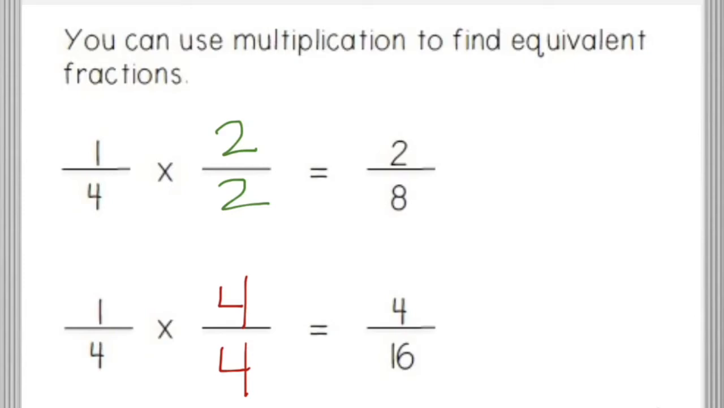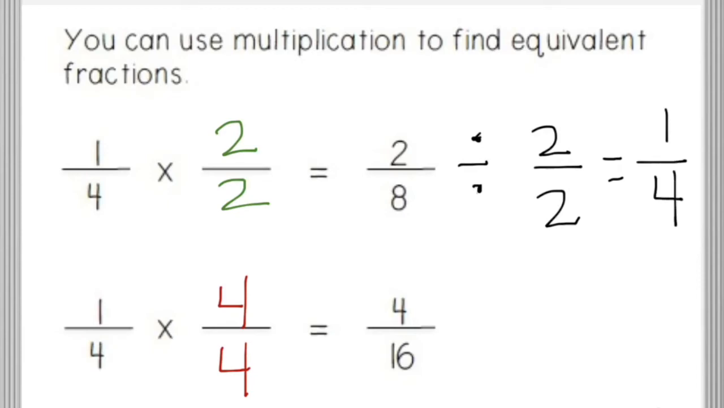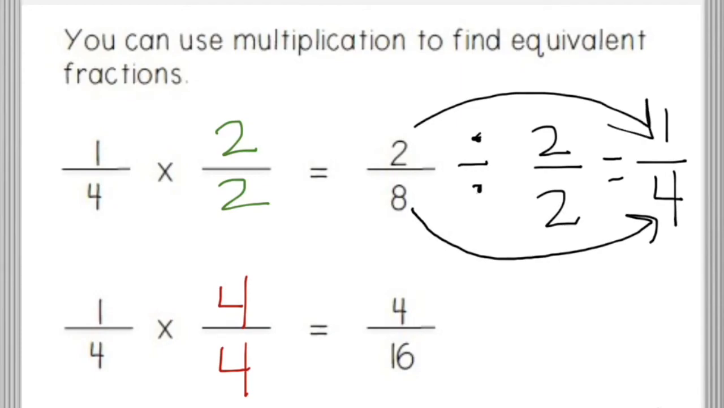You can also divide to find equivalent fractions. So if I take 2/8, I can divide it by 2 over 2 to get back to 1/4. It works the same way. It's just whatever I do to the top, I have to do to the bottom. So 8 divided by 2 is 4, and 2 divided by 2 is 1.